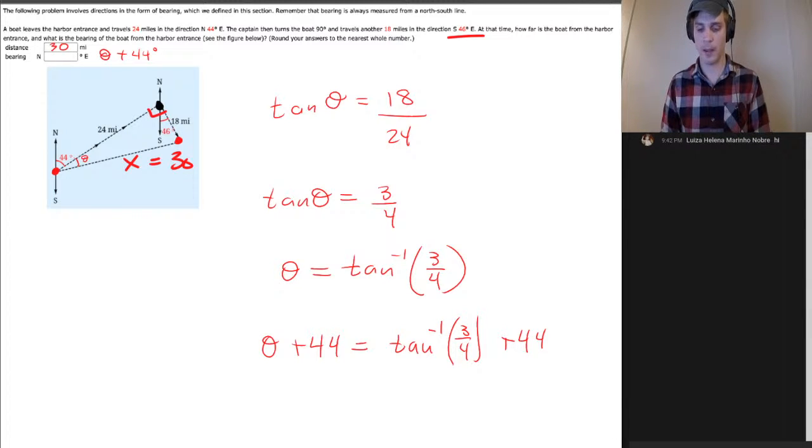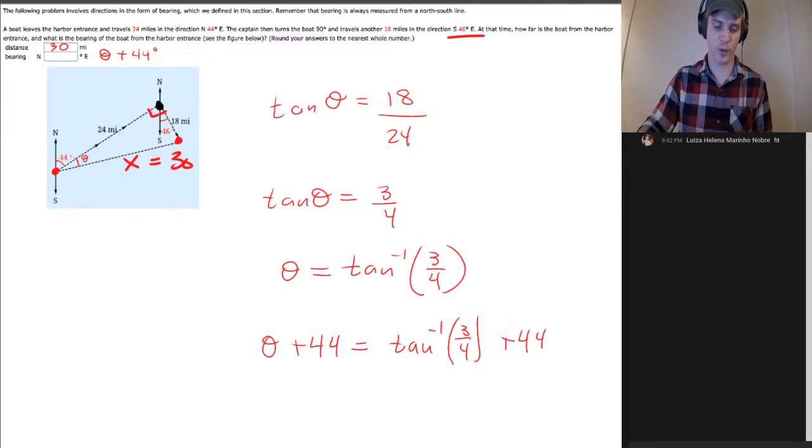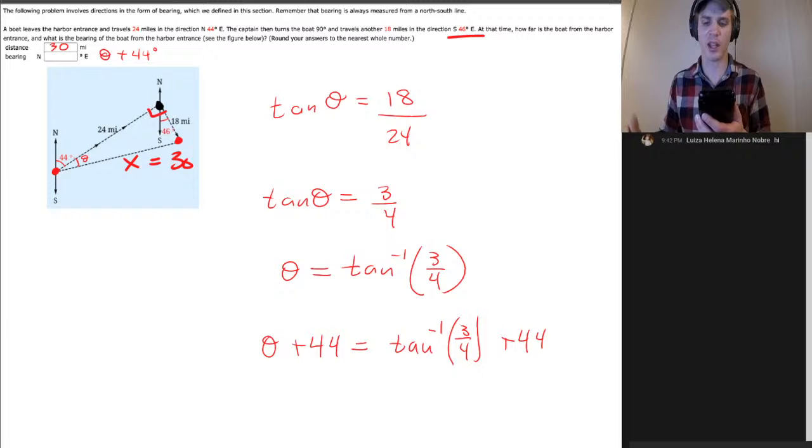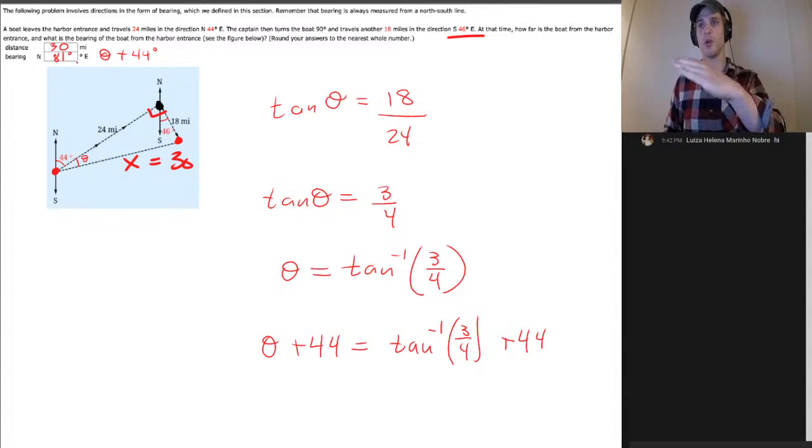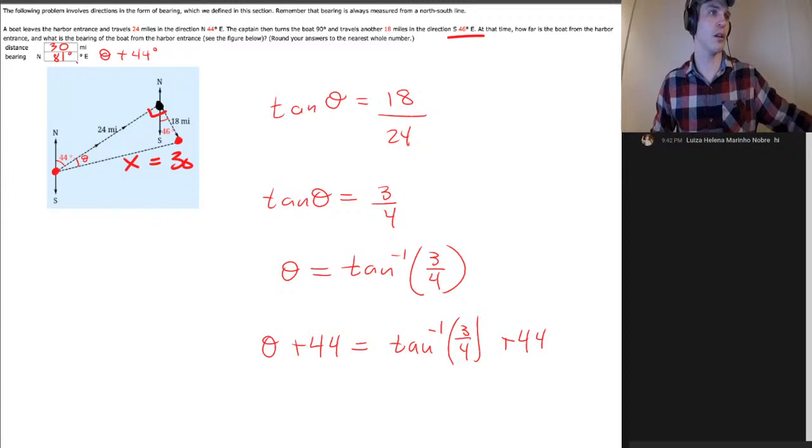I already checked to make sure I was in degree mode. That's super important. So I'm going to hit second tangent, or shift tangent on my calculator. This gives me the inverse. And then I'll do of 3/4. And then that is plus 44 to get my final answer, which is 80.8698 whatever degrees, and we would round to the nearest whole number. So that will give us 81 degrees. So from the north, we're going to go 81 degrees to the east.